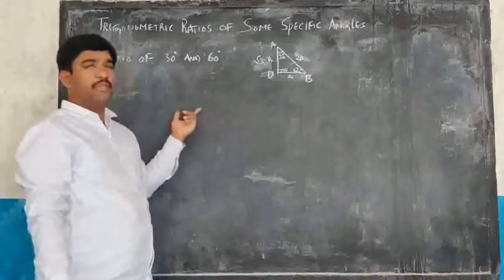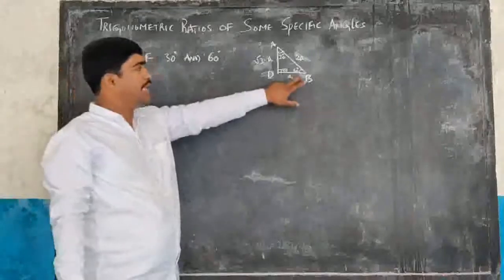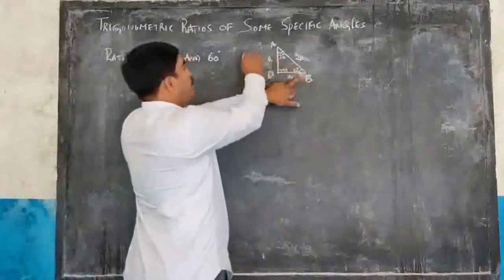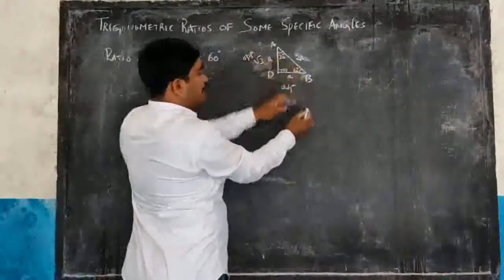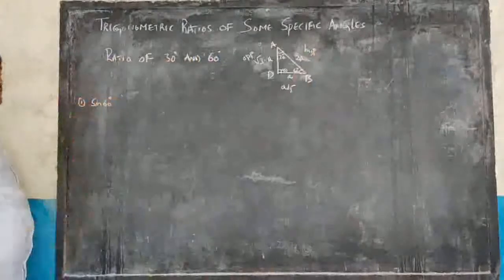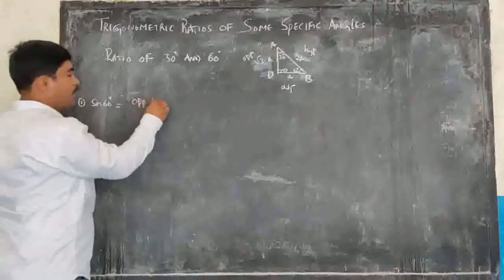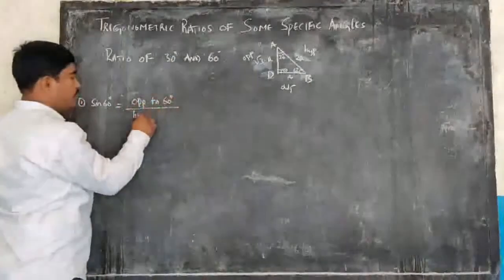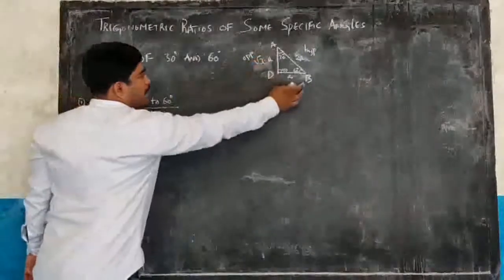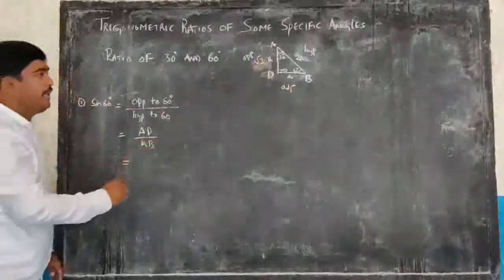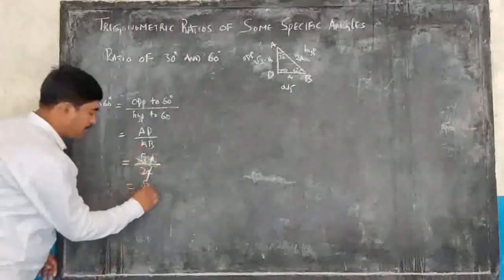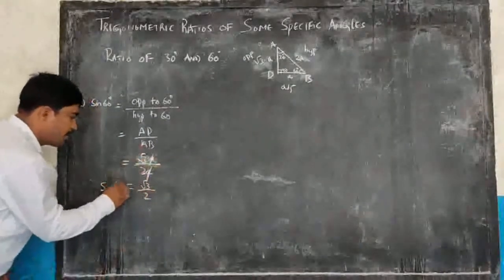Now we will find the trigonometric ratio values of 60 degrees. When I consider the angle of 60 degrees here, this will become the opposite, this side will be the adjacent and this will be the hypotenuse. First I will find out sine 60 degrees, which is opposite to 60 degrees by hypotenuse to 60 degrees. Opposite to 60 degrees is AD by hypotenuse AB. AD is root 3 into A, and AB is 2A. Here A again cancels. Sine 60 is root 3 by 2.